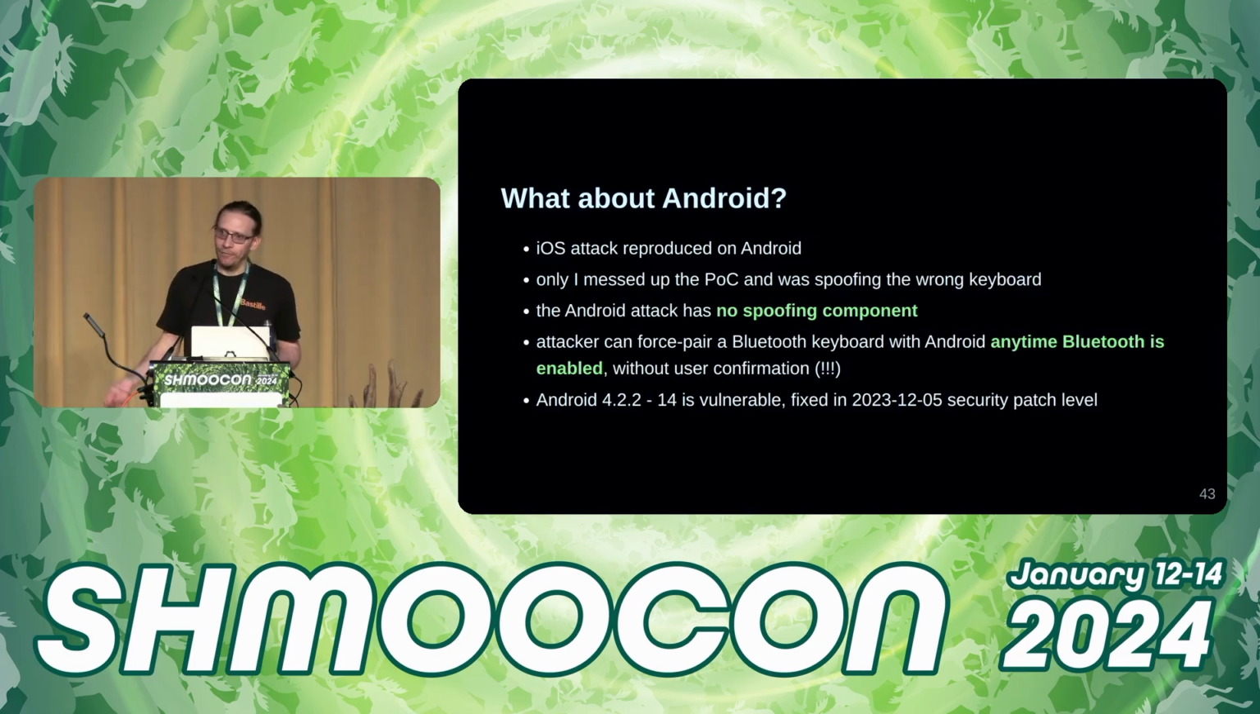But what I realized after the fact is that I had screwed up the POC, and I had been spoofing an address of a keyboard that was not paired with an Android phone. So I paired keyboard A with the phone, and then was spoofing keyboard B, and the attack worked anyway. And after investigating this, it turns out that on Android, there is no spoofing requirement. The user does not have to have a keyboard paired with their phone already, and as long as Bluetooth is enabled on the Android device, at any time that the phone is on and Bluetooth is on, the attacker can then force pair an emulated keyboard with the Android device and inject keystrokes, including at the lock screen.